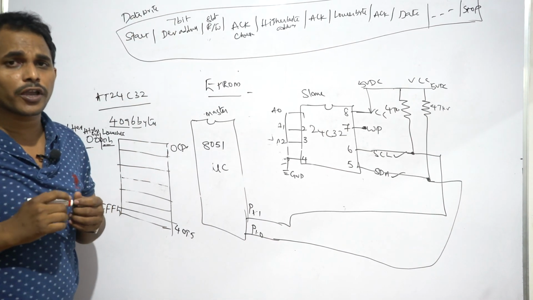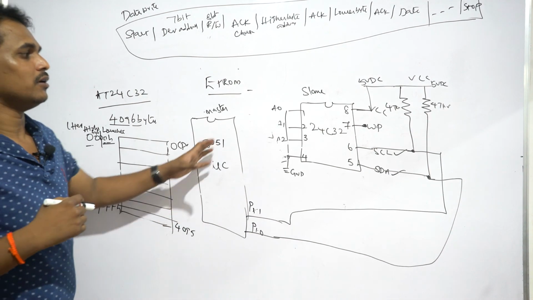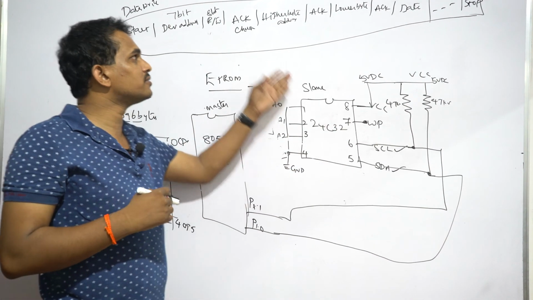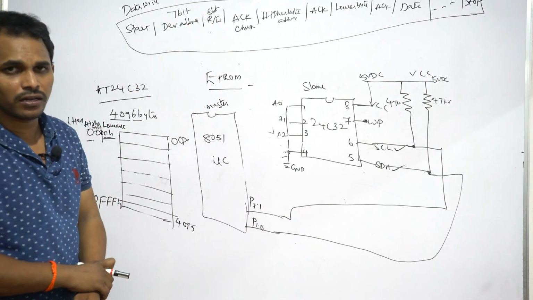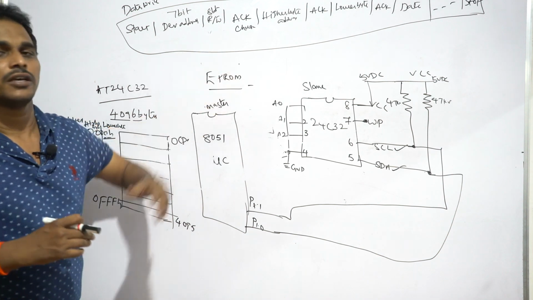Okay, and whenever you are looking to read a particular location of the EEPROM device, then simply make the read or write bit 1, and then you can go through this read operation.